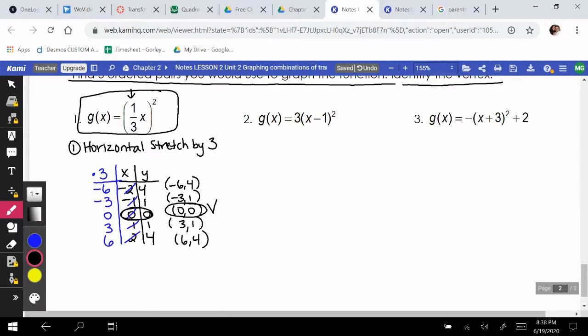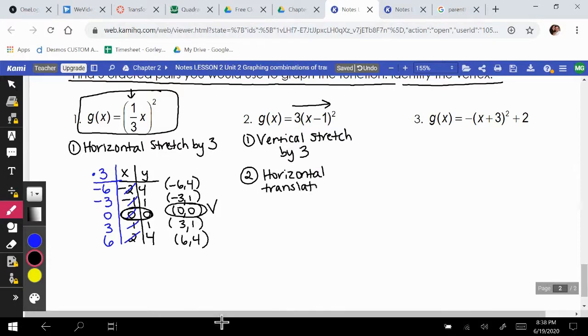Okay, in the next part, moving from left to right, the first thing that I see is a vertical stretch by 3. I also see, because it's inside parentheses, it's horizontal, a horizontal translation, right 1.